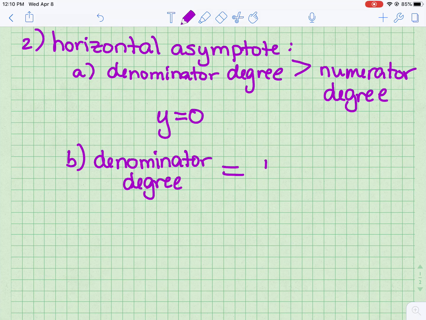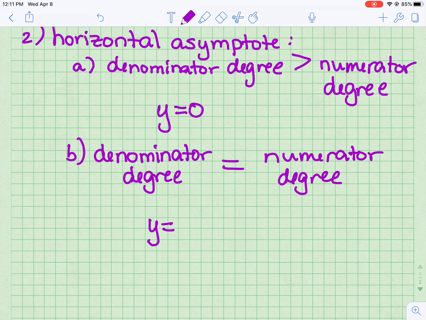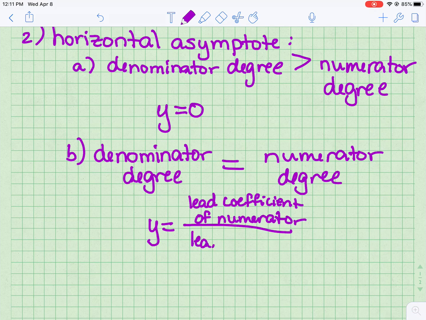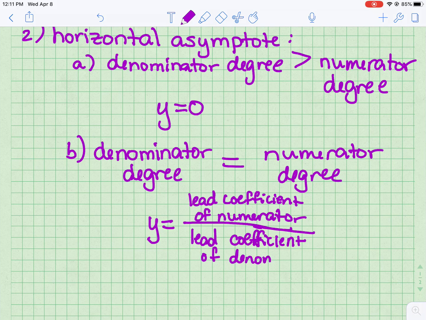If the denominator degree and the numerator degree are the same. So if they're both, you know, the first degree or the second degree, then we do y equals lead coefficient of numerator over lead coefficient of the denominator. And that would be your horizontal. So you're always going to pick one of these. Okay?